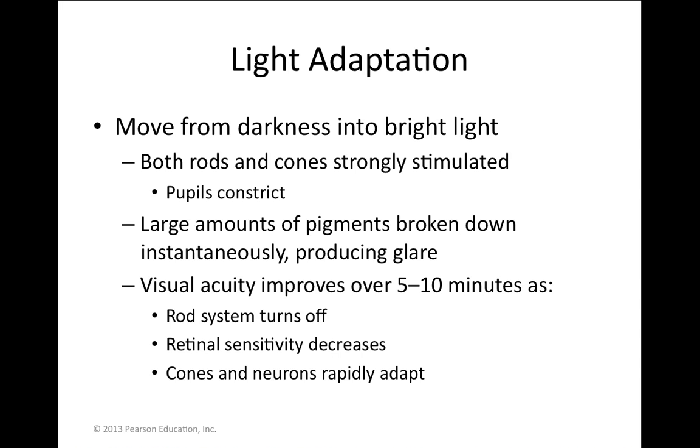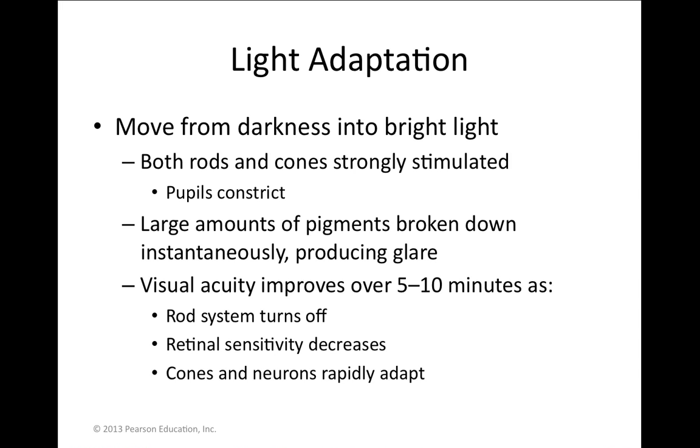So, light adaptation. When you're moving from a dark room into bright light, let's say you wake up in the morning and you have all of your shades drawn, it's pitch black, and then you open your shades and now it's bright light. What happens? How do you see? Well, both rods and cones are strongly stimulated at that point. Your pupils are going to start to contract and constrict because you don't want that much sunlight coming in all at once. Otherwise, that can be kind of blinding.